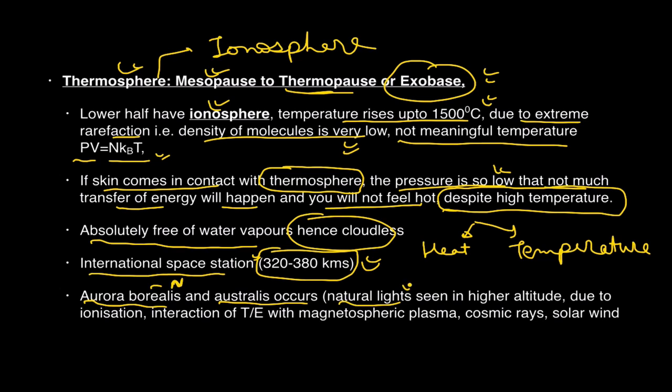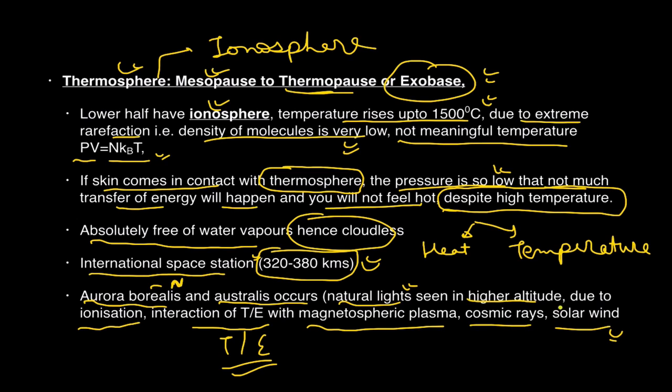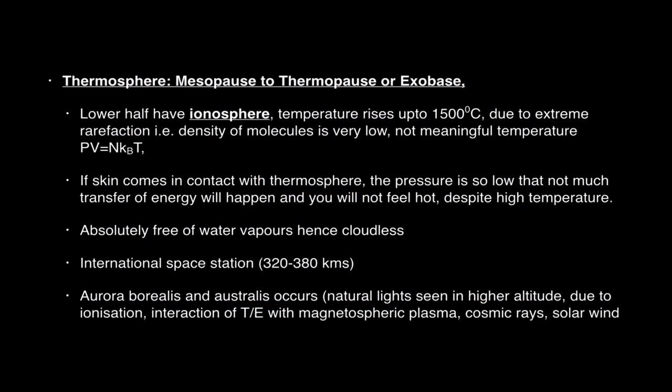So they are the natural lights seen in higher altitudes due to ionization. Obviously, I have told you this is called the ionosphere, and interaction of either thermosphere or exosphere. So aurora are seen in both these layers, and interaction with what? Magnetospheric plasma, cosmic rays, and solar wind. So this was the important thermosphere.